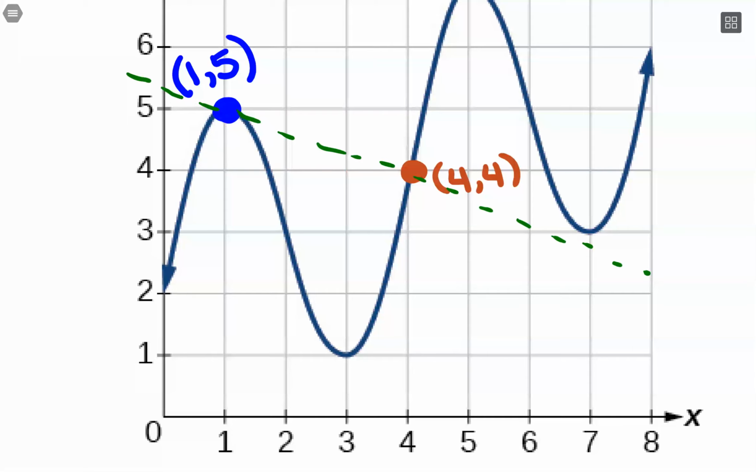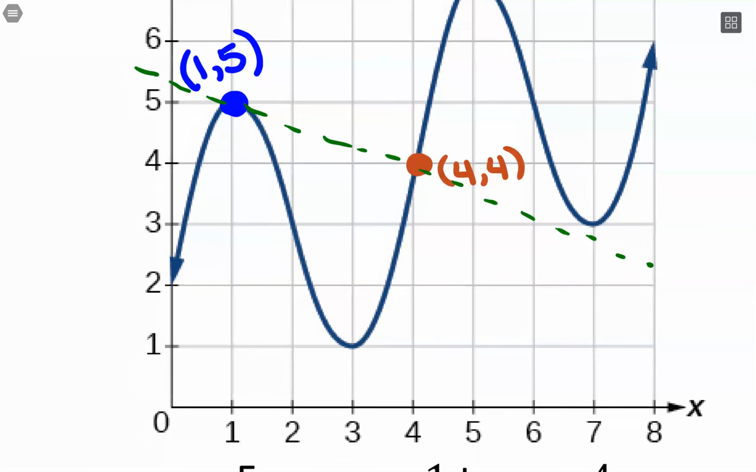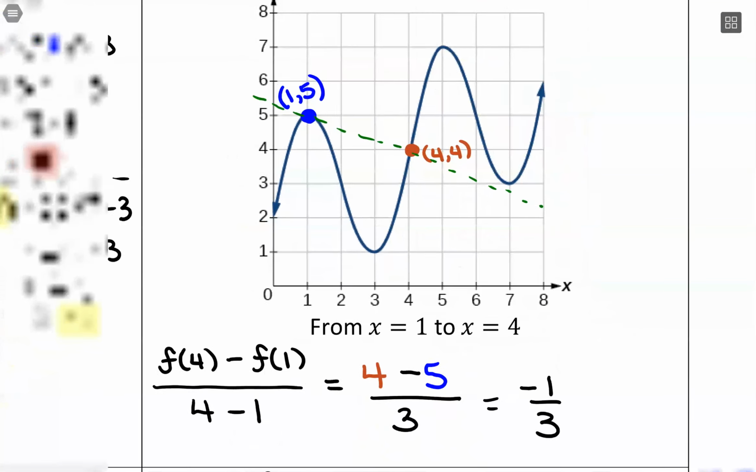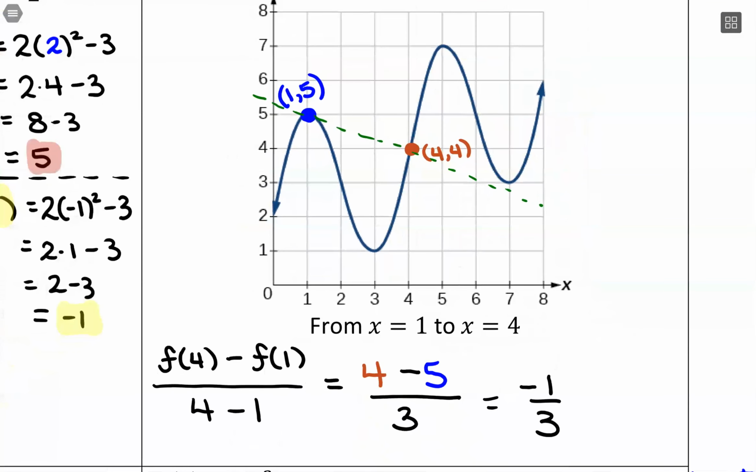So it's a way of simplifying the idea of change, instead of thinking about every little individual point and every single slope in between them, and just focusing on overall, how did our function change between those 2 points? And that's where we get our line, and that average rate of change comes as the slope of that line.